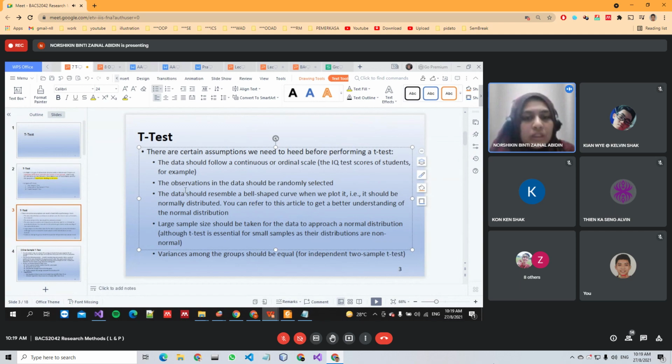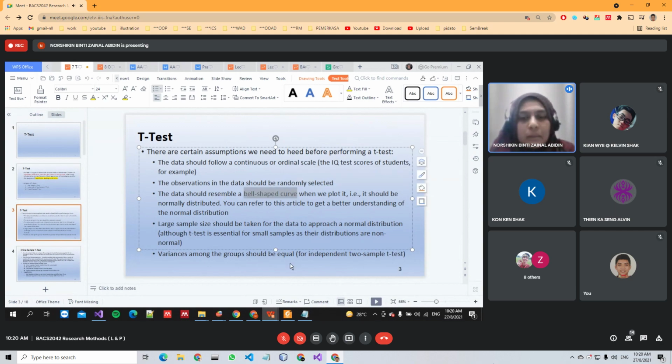Observations in the data: any observation that we collect, for example in the IQ test, should be random, but should be from the group that we are studying. And then the data should resemble a bell-shaped curve when we plot it.